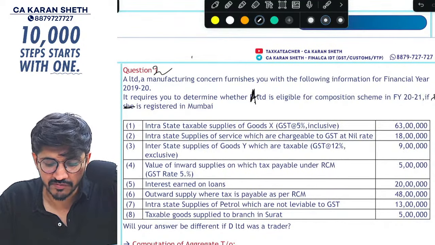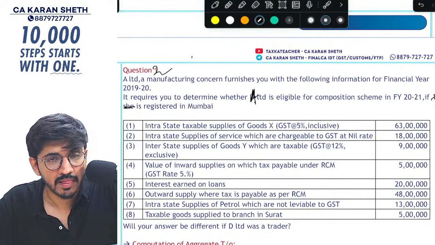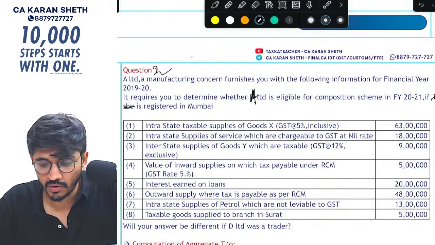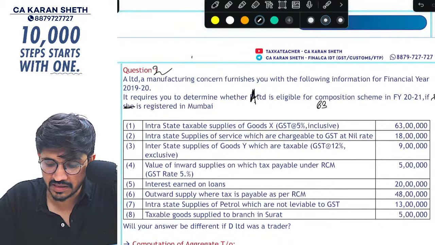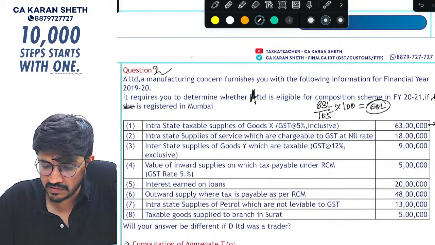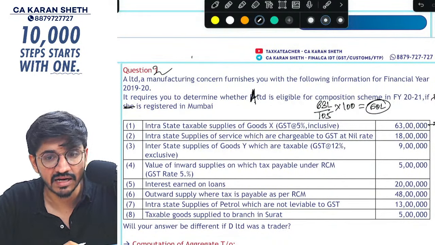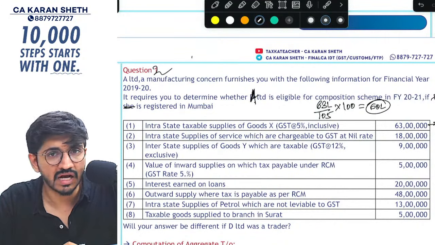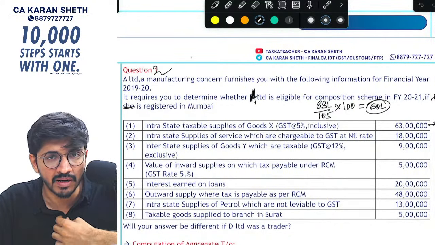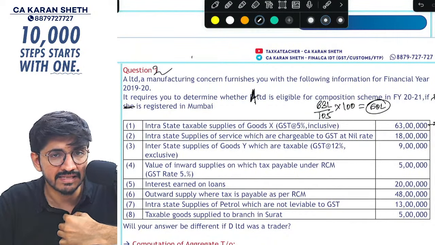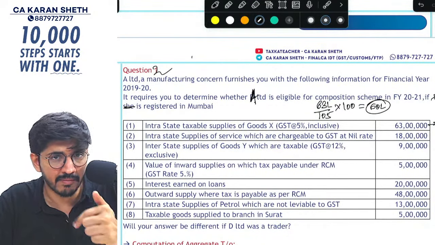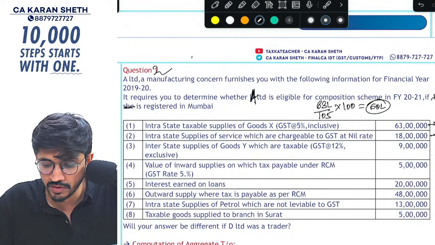Intrastate taxable supply of services inclusive of GST. So this is an adjustment. 5% GST here. What will I do? 63 lakhs divided by 105 multiplied by 100 makes it 60 lakhs. Intrastate supply of services which are chargeable to GST at nil rate. Nil rated supplies are definitely a part of exempted supplies. Exempt supplies are part of aggregate turnover, so you will include it.